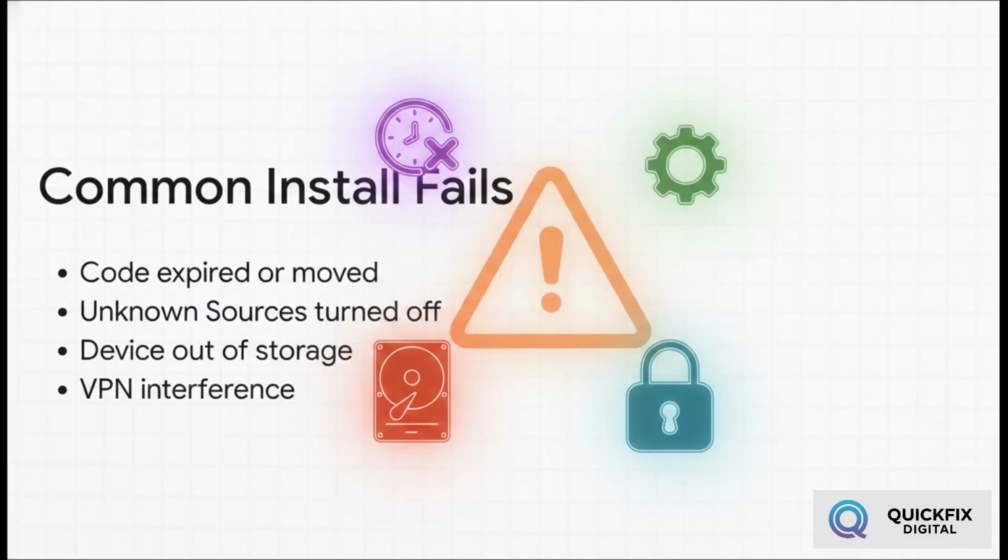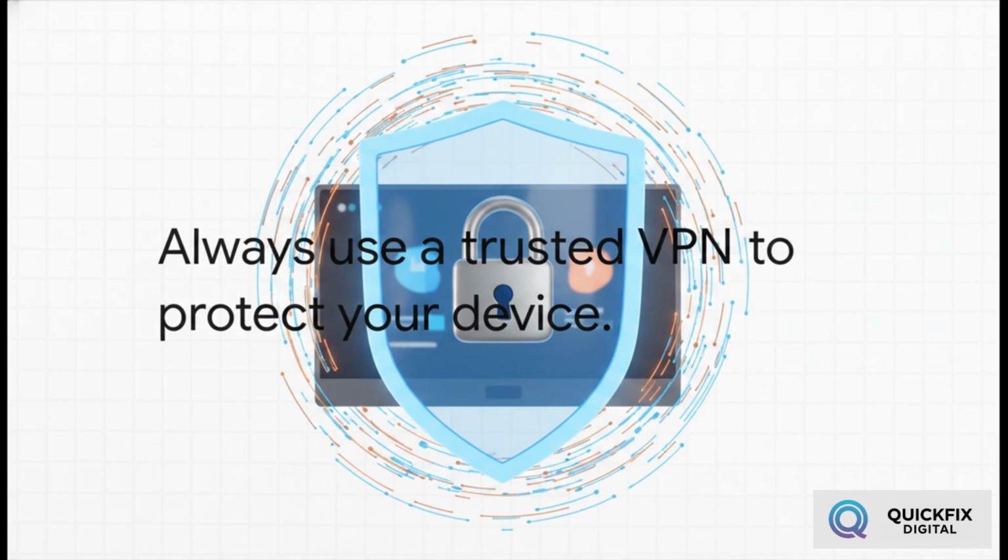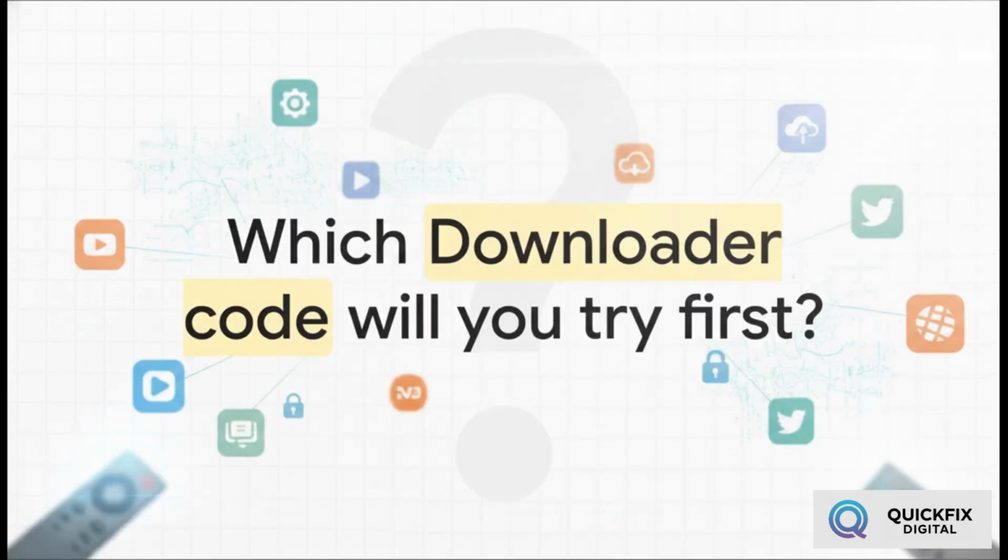Hit a snag? Usually it's an expired code, zero storage space, VPN issues, or unknown sources being off. Quick safety check, guys. Always fire up a trusted VPN when you're downloading these unverified third-party apps. You've got thousands of hidden apps waiting for you. So, which code are you going to try first?